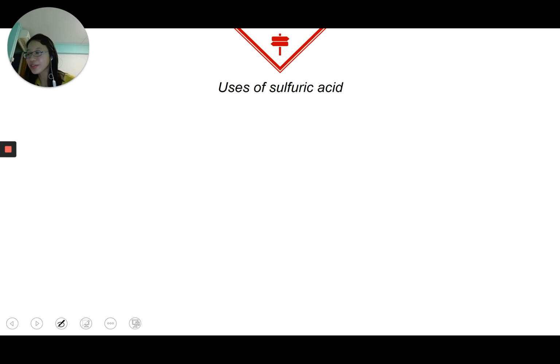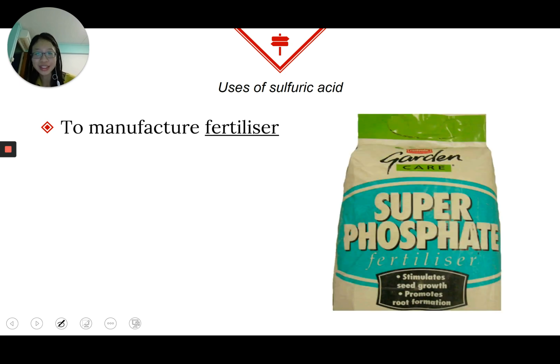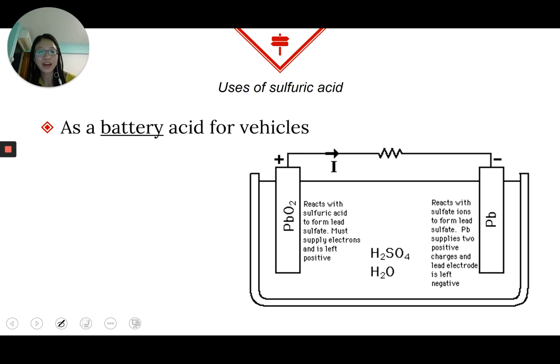Next, the uses of sulfuric acid: it is used to manufacture detergent, to manufacture fertilizer, and as a battery acid. Meaning, in vehicles we have batteries, and you need the sulfuric acid to conduct electricity within the battery.